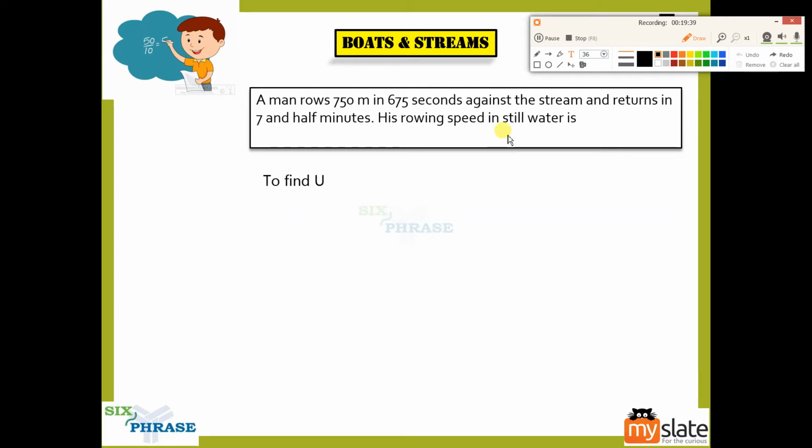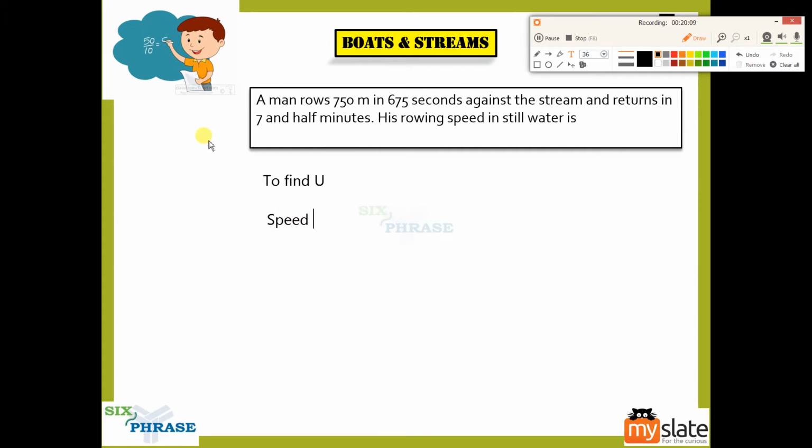I think it is important that you know the options here, guys. Yeah, we'll try without the options. That is the best thing to do. So a man rows 750 meters in 675 seconds against the stream and returns in 7.5 minutes, guys. Now, his rowing speed in still water is what? When they say a man rows 750 meters in 675 seconds against the stream, what is against the stream? You are going against the flow. So it is speed upstream.